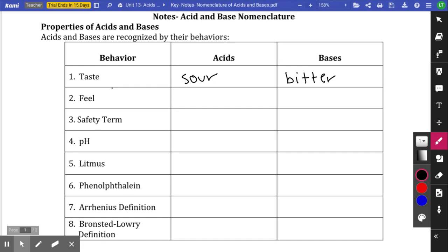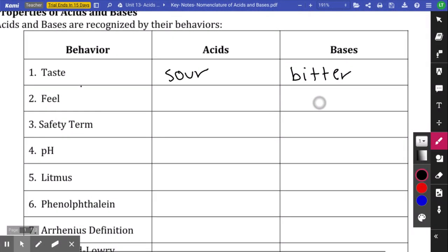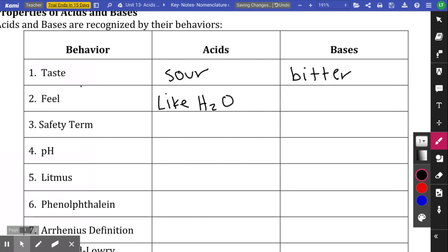Okay, feel. So kind of like what's their texture? All right, so acids just feel like water. Their texture is very similar to water. Nothing crazy there. But bases are really slippery. And this makes sense because most soaps are basic. So bases are really slippery.